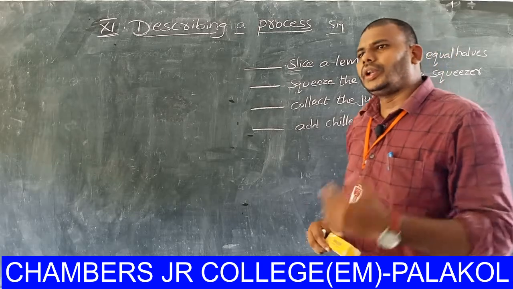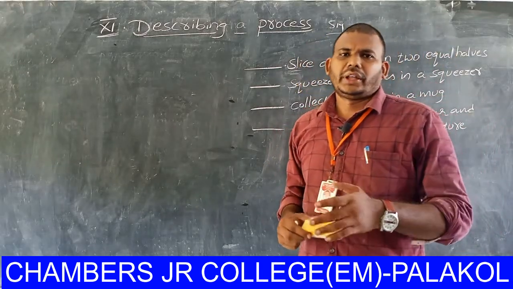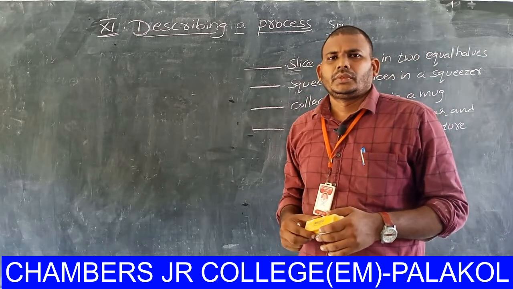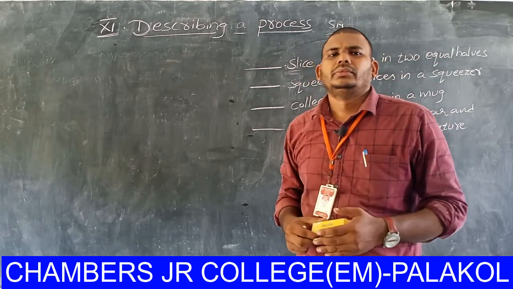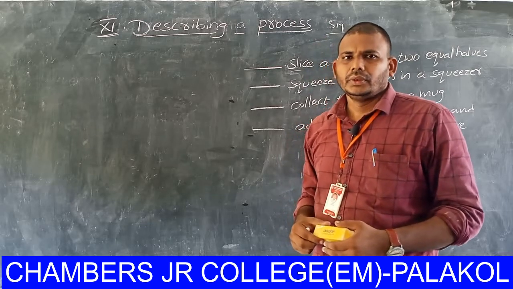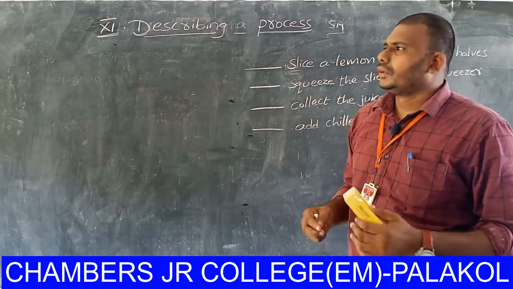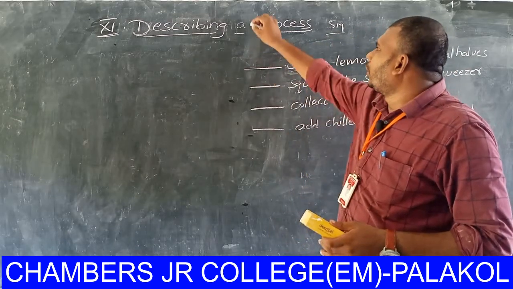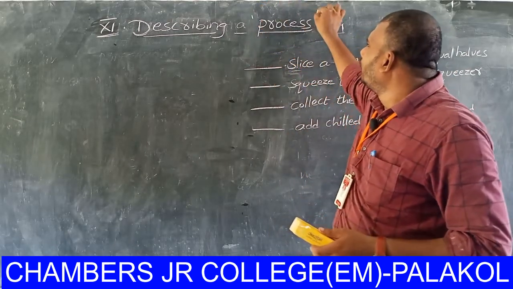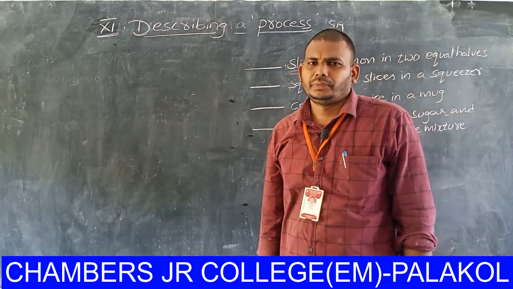There are 14 exercises given in the textbook. If you practice them, you can score 5 out of 5. Here, before going into the topic, we just try to know what is the process. What does the word process refer to?